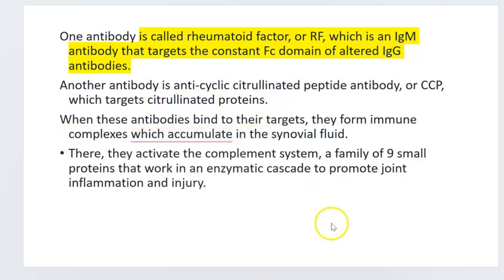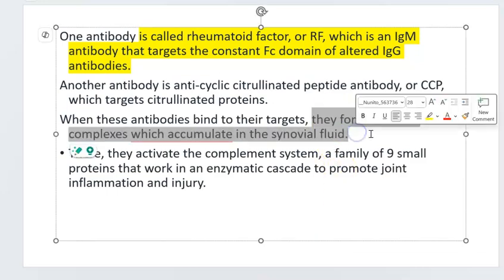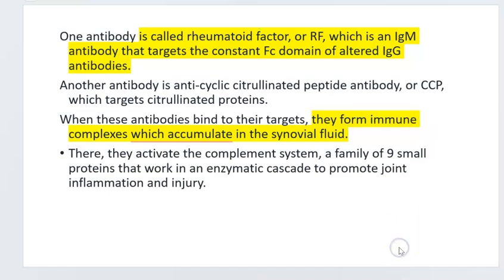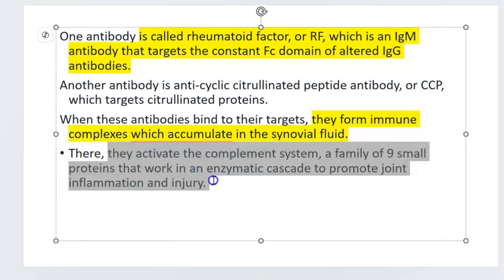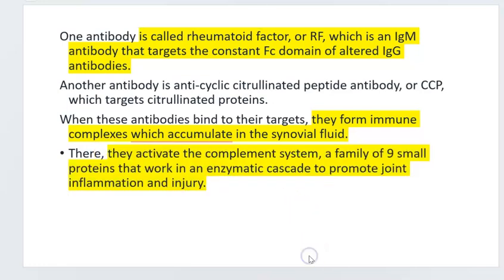When these antibodies bind to their targets, they form immune complexes which accumulate in the synovial fluid of the joints, right? So now we have these immune complexes that are not supposed to be there, and they're accumulating within that joint space within the fluid. Those immune complexes activate the complement system, right? That works to promote and keep it going, the joint inflammation and the joint injury over time. So now we're just in this continuous cycle that happens. So rheumatoid arthritis left untreated causes many problems, right? And they get very bad joints and deformity of the joints.